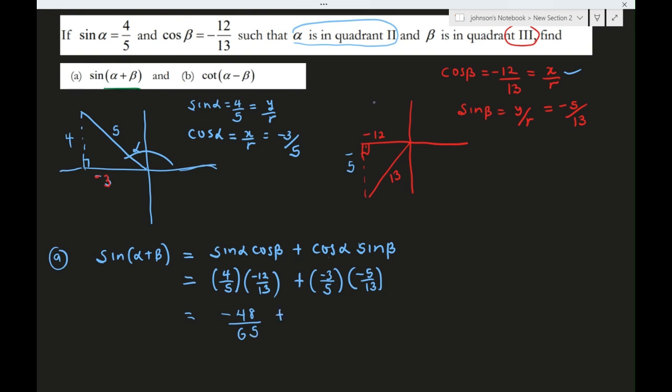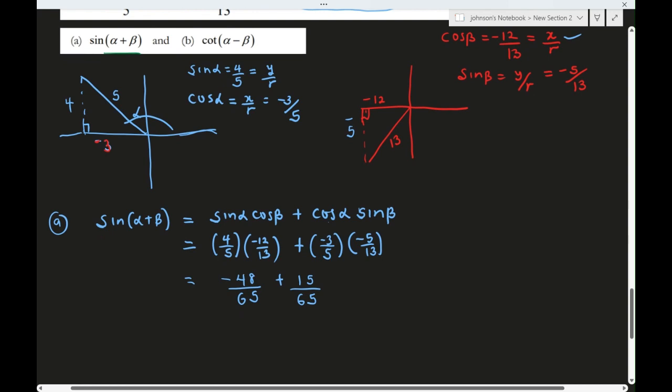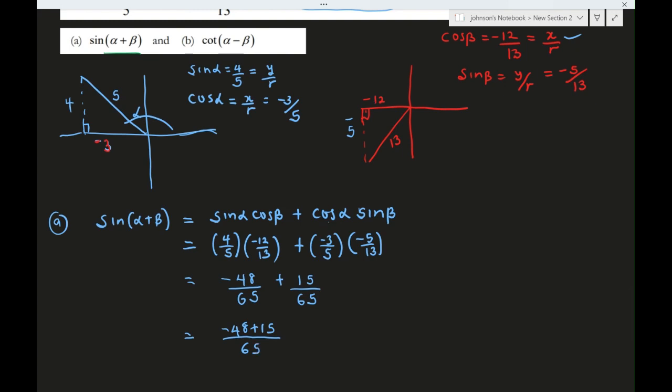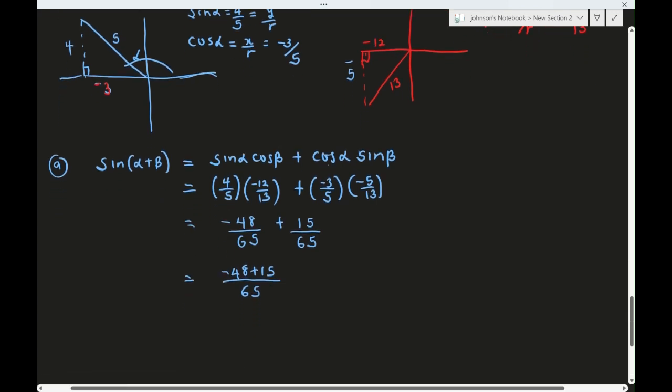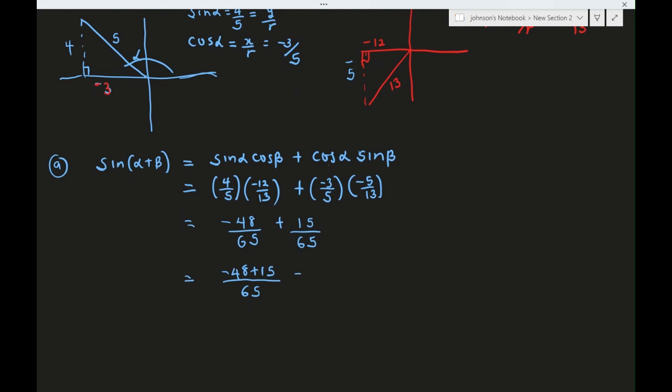plus this will give us 15 over also 65. So what do we have? Now this will just be minus 48 plus 15 over 65. And so what do we have here? This is simply going to be minus 33 over 65.